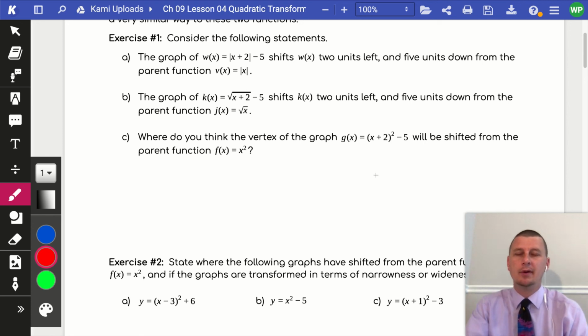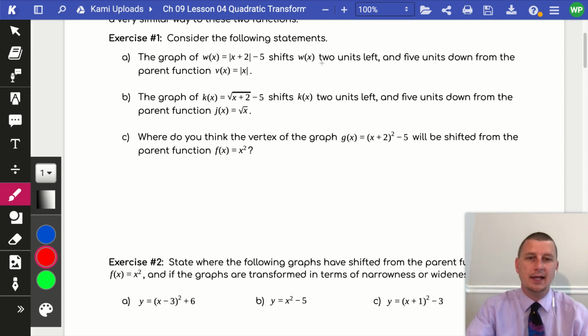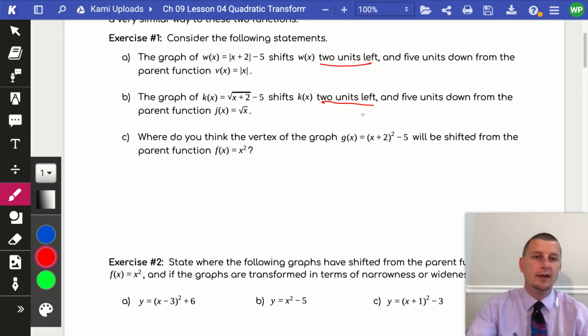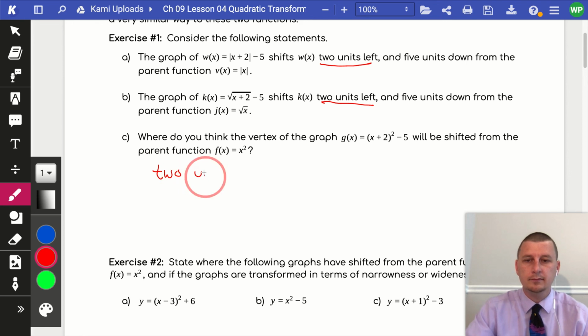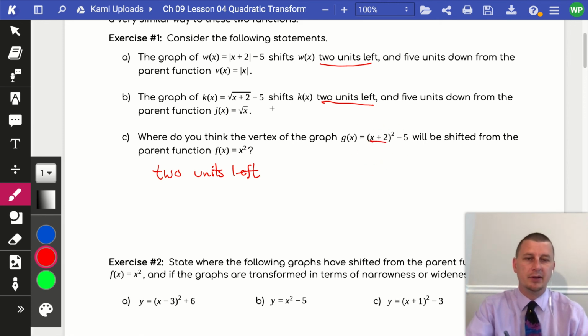And we should remember from one of the previous chapters, where we were talking about the less popular functions and how they shift, is that when we add inside, it shifts our function left. And that's what it says, 2 units left, 2 units left. And quadratics are going to be no different when they're in this form. So we have adding 2 on the inside of the parentheses, so it's going to be shifted 2 units left.